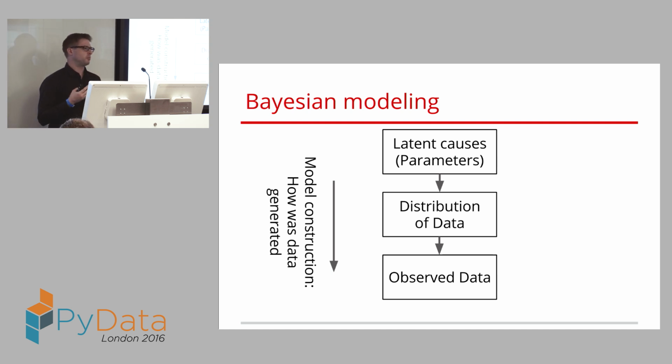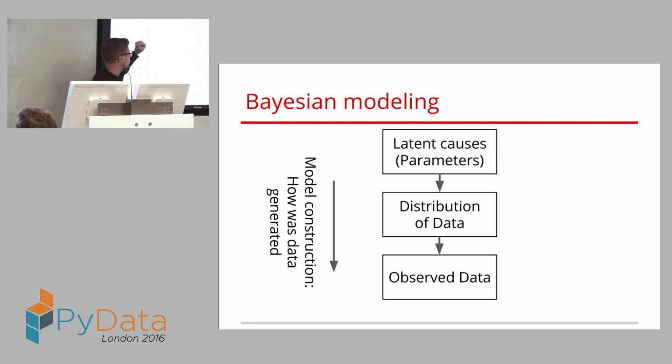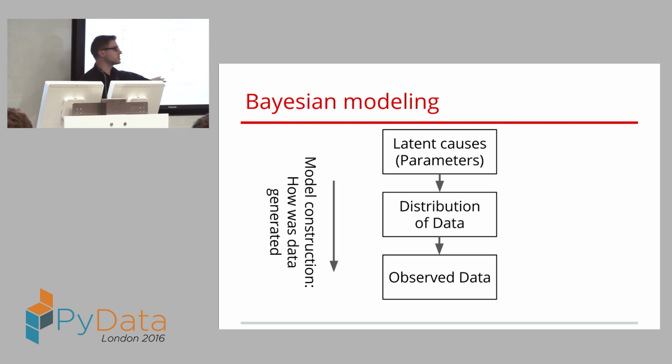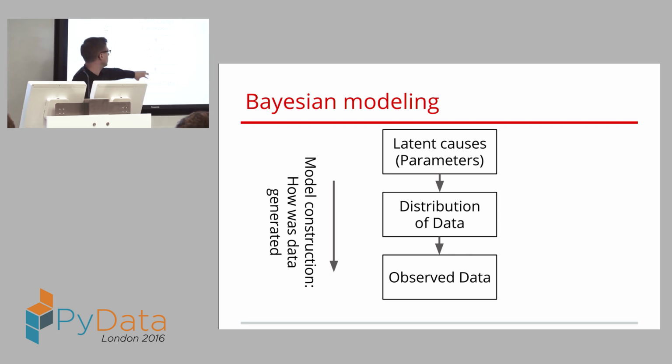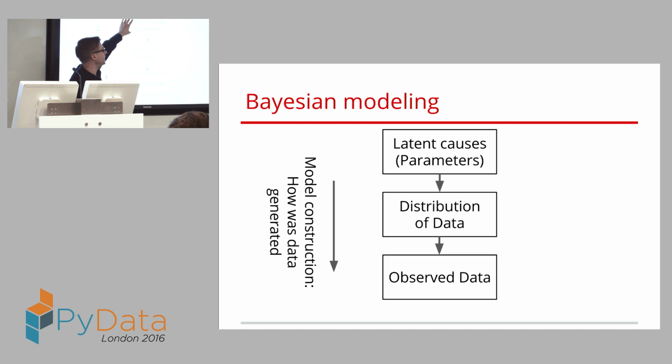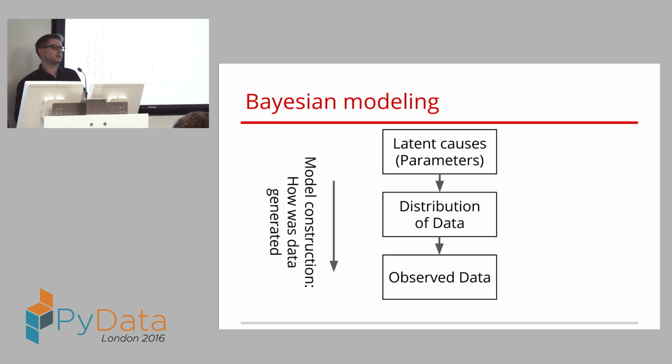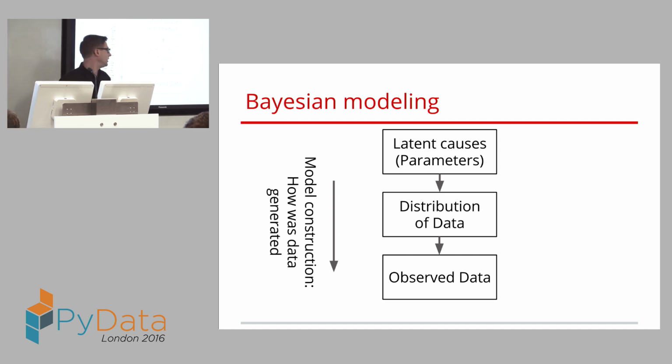So how can you think about Bayesian modeling in general? For me, a very intuitive approach is to think of it in terms of building generative models that tell you how your data was generated. So we have observed data down here, and then we wonder how was that data generated, just theoretically. And often there's some latent causes that we can't observe, but that we want to infer from the data.